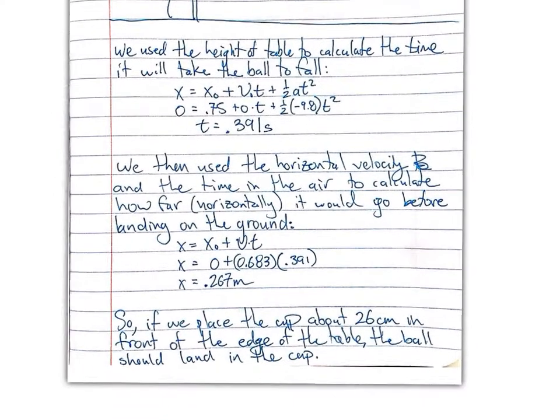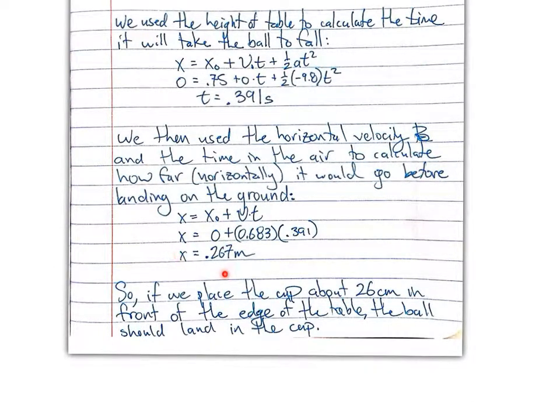And then check this out. I have this calculated, and then I write another sentence describing what that actually is. So if we place the cup about 26 centimeters in front of the edge of the table, the ball should land in the cup. So I have calculated what I'm trying to calculate, and then I have a sentence that describes what that actually is. What does it mean in terms of the lab?